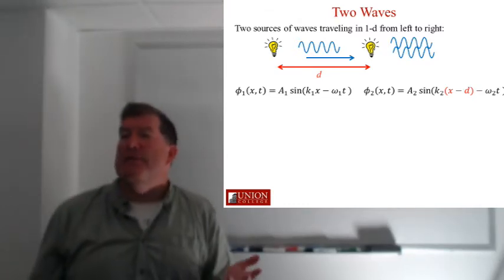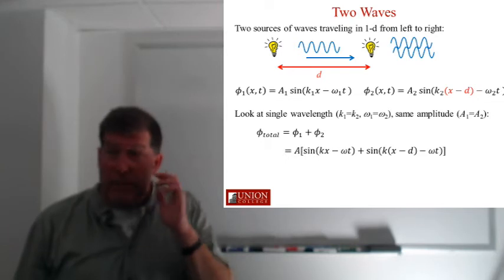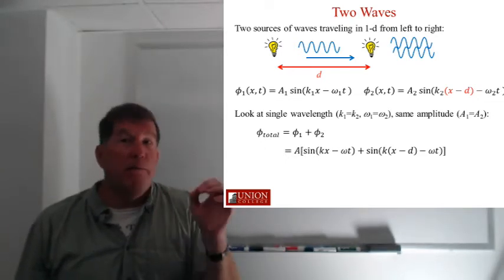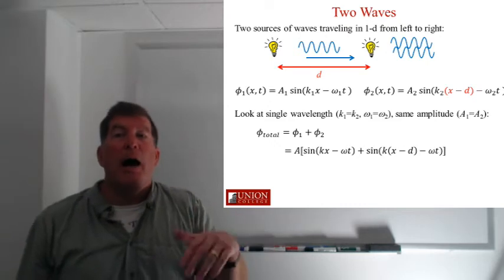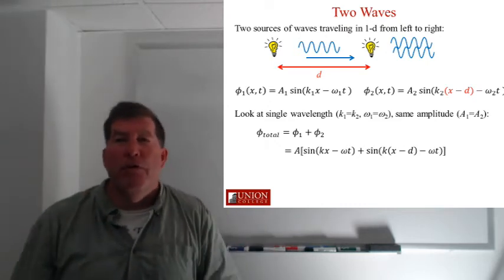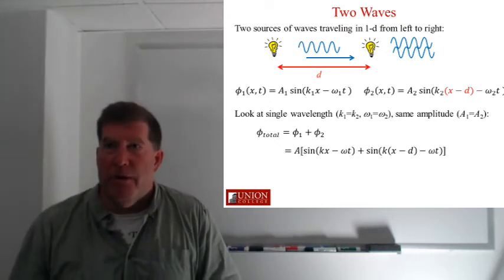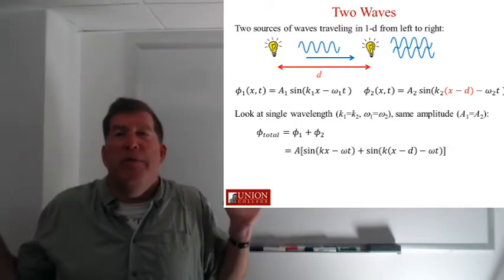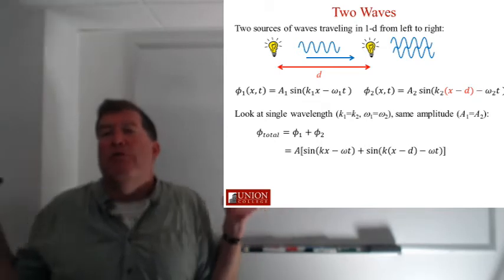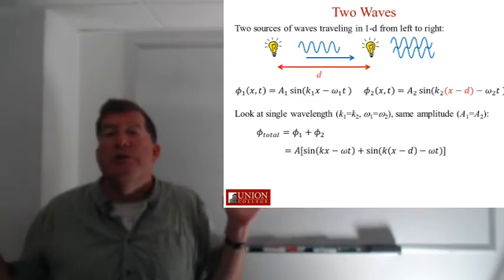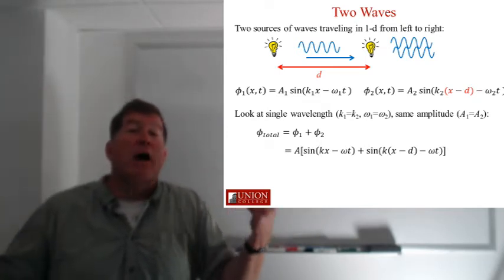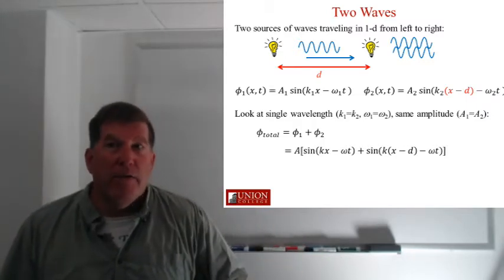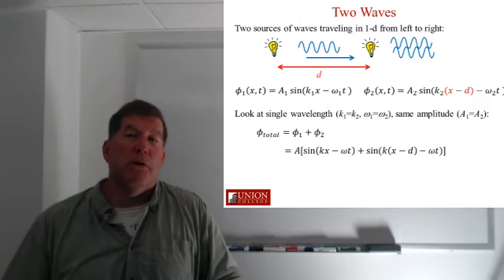Now I want to make this as easy as possible, so I'm going to think about two waves that have exactly the same wavelength, and they have exactly the same frequency as a result, and they also have exactly the same amplitude, because that's just going to make my life much simpler. This is like the situation of the bee, right? The bee is flapping its wings, and the wings are flapping in unison, so the waves produced by each are going to have exactly the same frequency, exactly the same wavelength coming out, and so it's a much simpler problem mathematically.